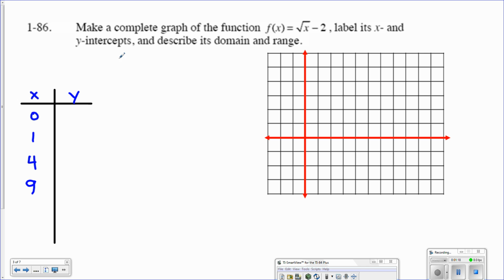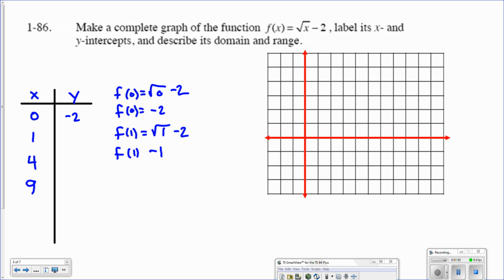So when we plug in f of 0 there, we plug in our 0, we have the square root of 0 minus 2 is going to give us negative 2. So we have the function f of 0 equals negative 2. When we plug in 1, f of 1 is going to equal the square root of 1 minus 2. In that case, square root of 1 is 1, and 1 minus 2 would give us negative 1. So f of 1 equals negative 1.